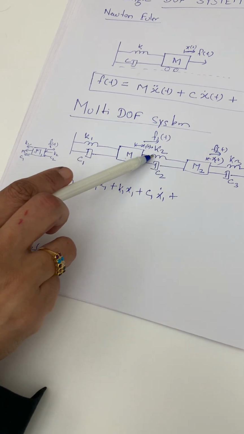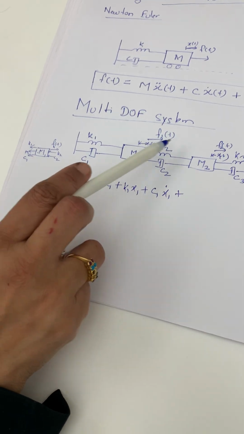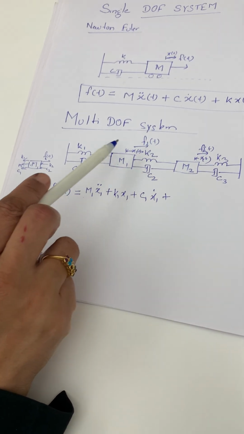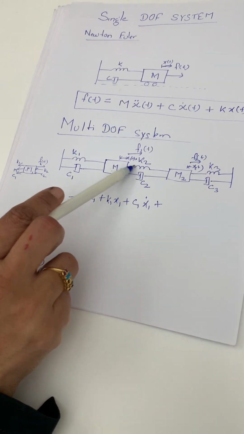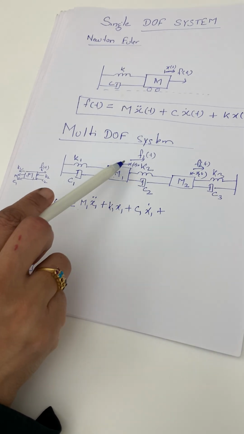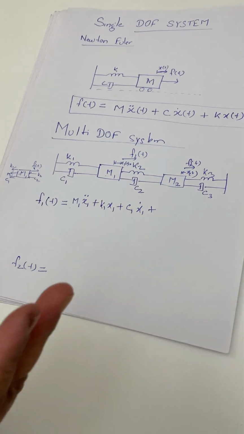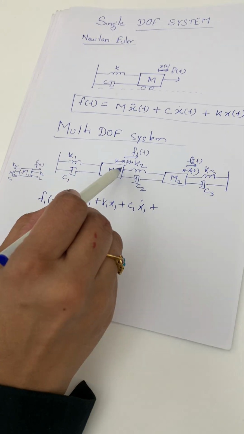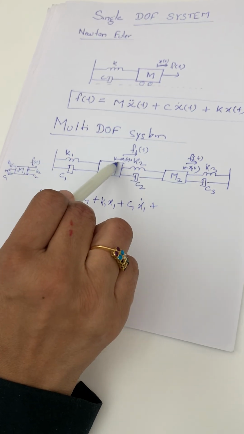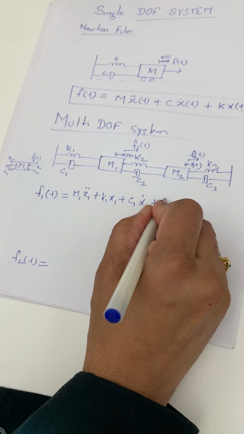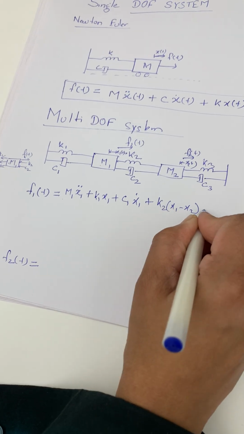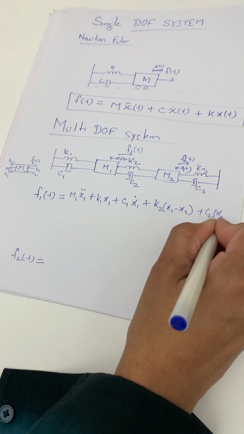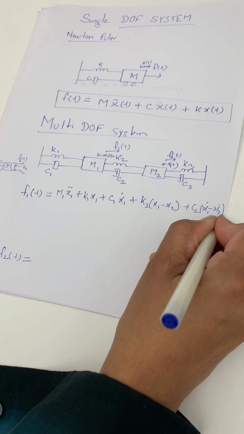So it is M1 x1 double dot plus K1 x1 plus C1 x1 dot, and here we consider that x1 is greater than x2, because it is connected with M2, which is also pulling with some force, that is F2. So there is a displacement in K2 due to both forces, meaning due to x1 and x2. The elongation here is due to x1 and x2 both. But for simplicity, we will consider that x1 is greater than x2, and we will write K2 (x1 minus x2) plus C2 (x1 dot minus x2 dot).